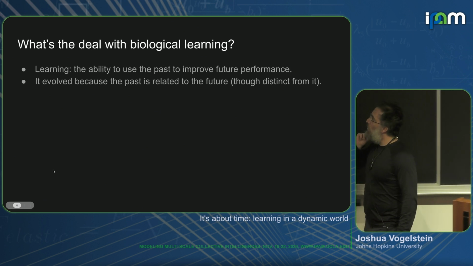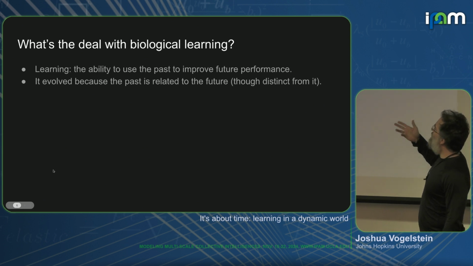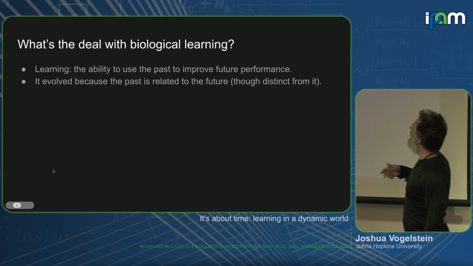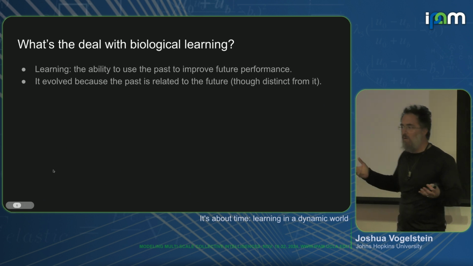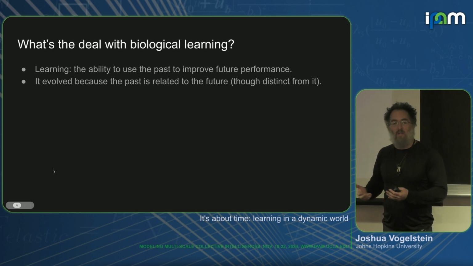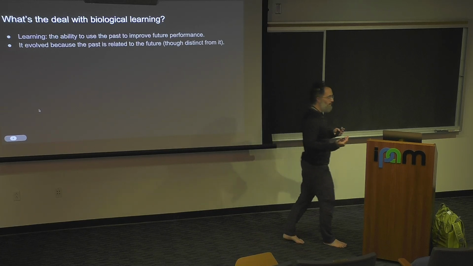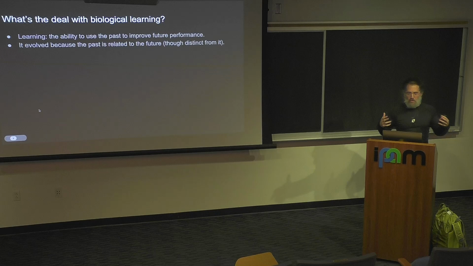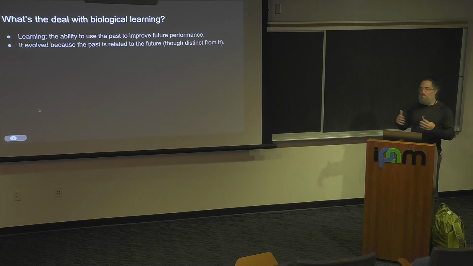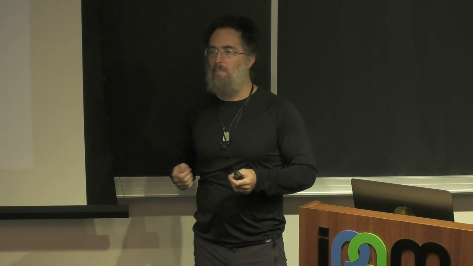Okay, so what's the deal with biological learning? My claim, and it's not mine, lots of people say this, is that learning is the ability to use the past to improve future performance. It's a pretty simple, straightforward, vernacular definition. The claim is it evolved because the past is related to the future in certain ways such that that's useful. If the future was arbitrarily different from the past, learning would be nonsense. You couldn't do it at all, or you could, but it wouldn't be helpful. The point is the reason it evolved at many different scales, in many different organisms, with many different mechanisms, is because it's so useful, because the future is like the past in certain ways.